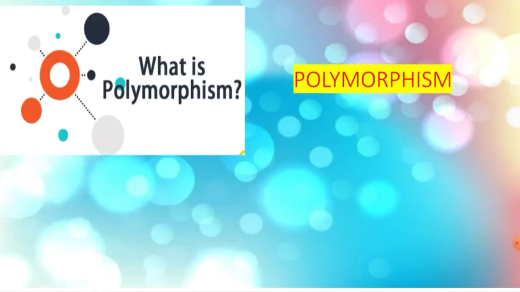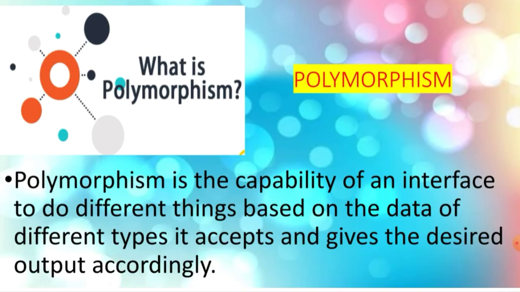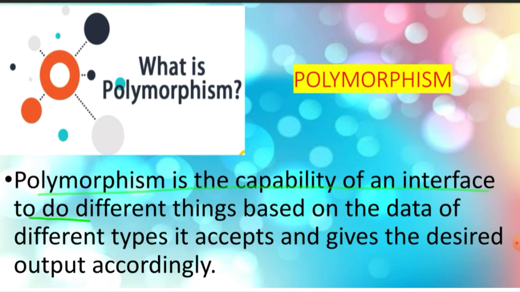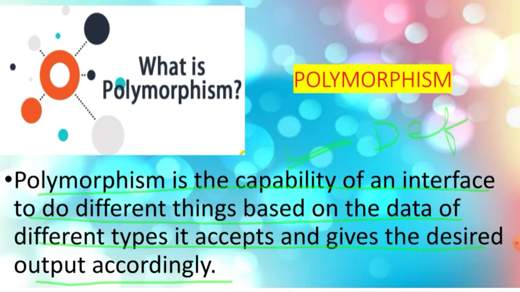Now polymorphism. After hearing the word polymorphism, you must be thinking, what is polymorphism? This is the perfect definition for it. Polymorphism is the capability of an interface to do different things based on the data of different types it accepts and gives the desired output accordingly. This is a must-learn definition. This definition is also for 9th standard, I think. Yes, it is. So this definition, both the classes can learn. So what is polymorphism? Polymorphism is the capability of an interface to do different things based on the data of different types it accepts and gives the desired output accordingly.